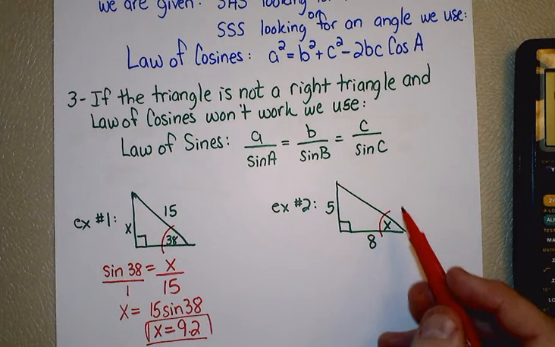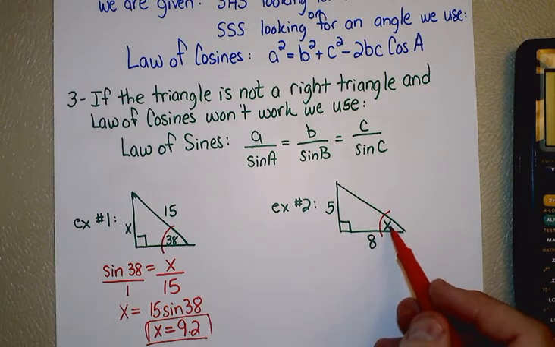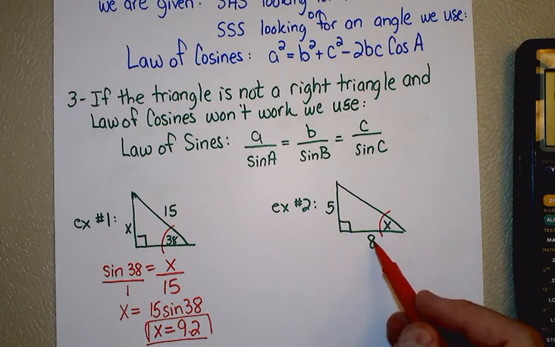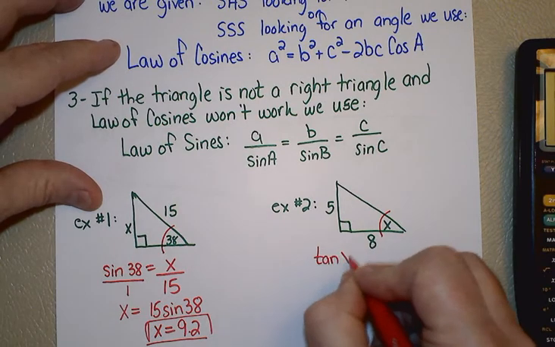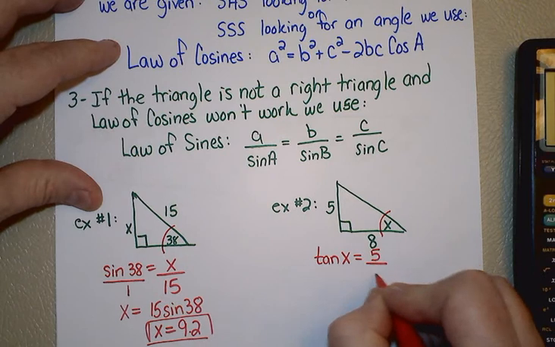Again, we look at the triangle from the angle that's marked, and then we look at the sides that are marked from that angle. So the opposite side and the adjacent side are marked. The trig function that deals with opposite and adjacent is tangent. So the tangent of x has to equal opposite 5 over 8.